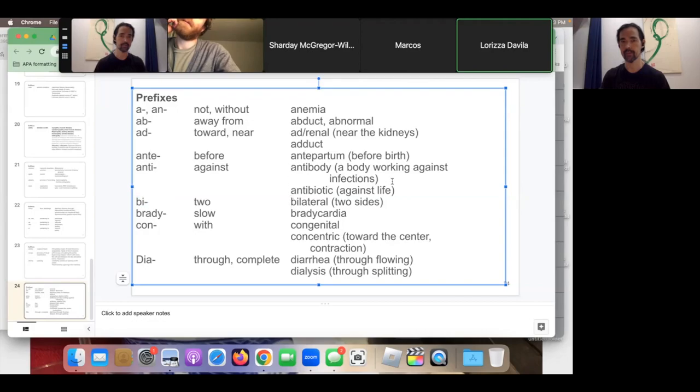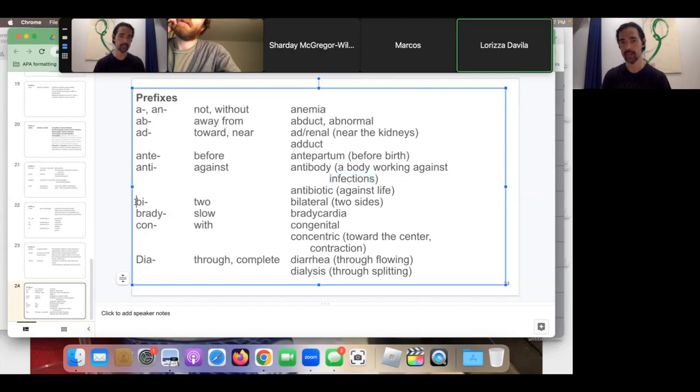Before we move on, I just want to point out that some things are implied in definitions, and it can be confusing, like dialysis is one of those words. We'll get to that in a minute. Antibody is one of those words. So antibody means a body working against, but the word infection or foreigner is implied.